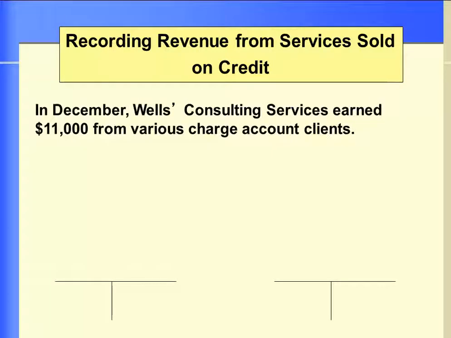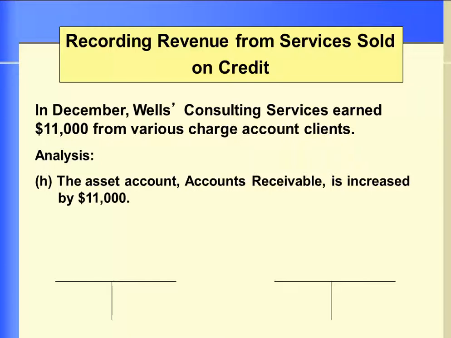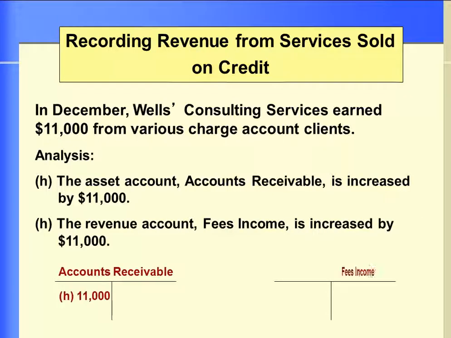So sold on credit. So basically it's the same thing, but instead of increasing cash, we're going to be increasing accounts receivable. There you go. Fees income. Fees income could be revenue, sales revenue. There's no one way.